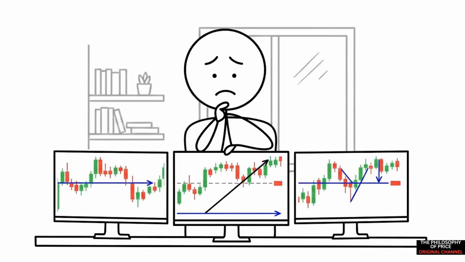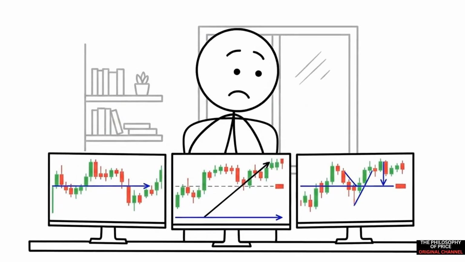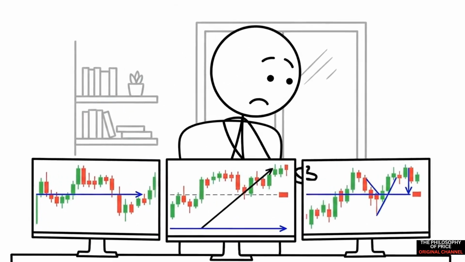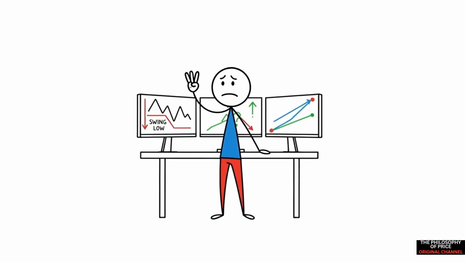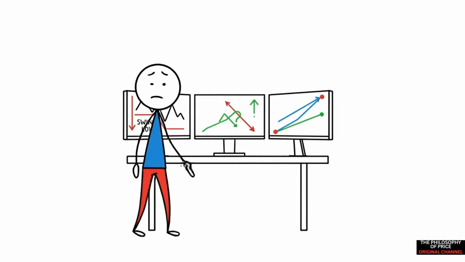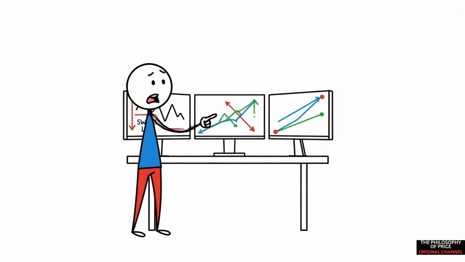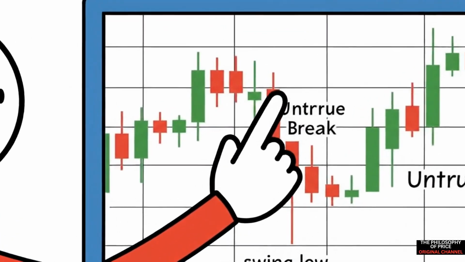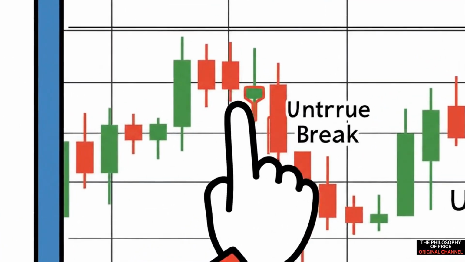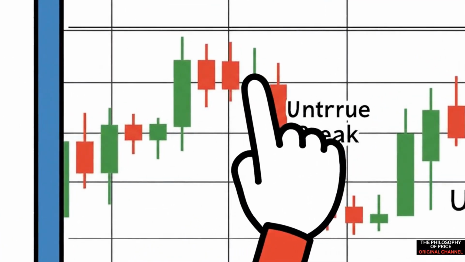However, the manner in which this break occurs is of paramount importance and often overlooked. There are 3 distinct scenarios to consider when price approaches or touches a previous swing low. In the first scenario, price briefly dips below the low with a wick, but then closes back above it. This isn't a true break.